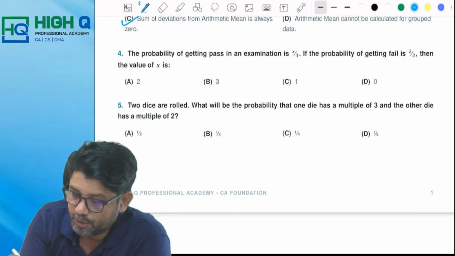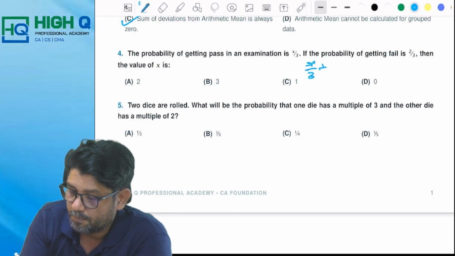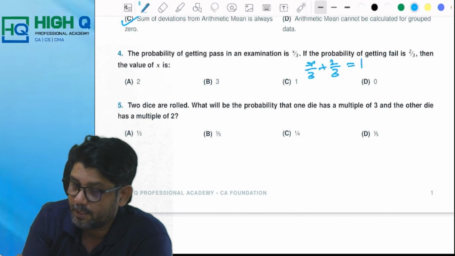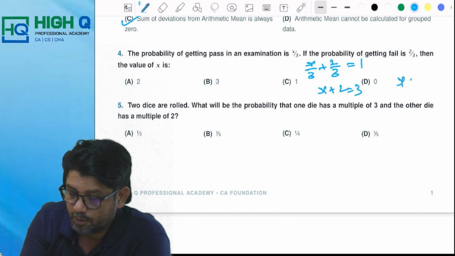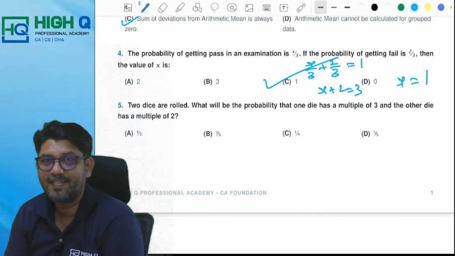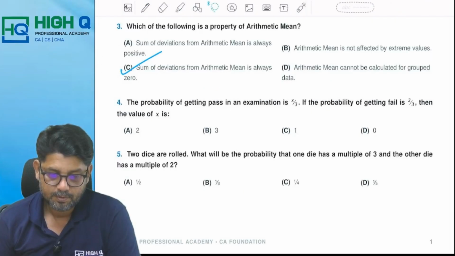So in that case, what I can do, x by 3 plus 2 by 3 is equal to 1. That's it, my dear. So x plus 2 is equal to 3. x is equal to 1. Option C. That's it.